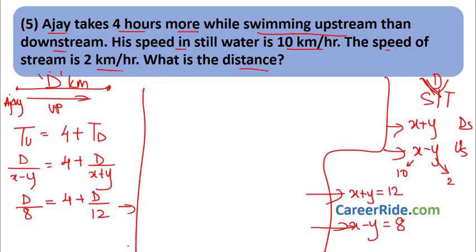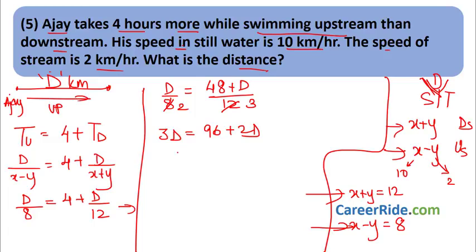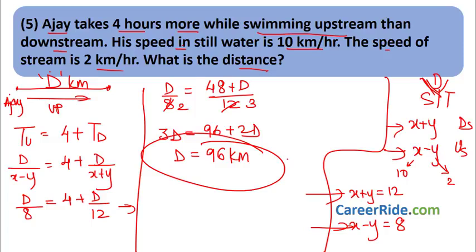Let us solve this. What do we get? d upon 8 equal to 12 4s are 48 plus d upon 12, because 12 is the LCM. 4 2s are 4 3s are. So we have 3d equal to 96 plus 2d. d would be equal to 96 kilometers. The distance traveled from Ajay to that place is 96 kilometers. So Ajay goes 96 kilometers upstream, again comes back 96 kilometers downstream. Correct? So this is the answer.